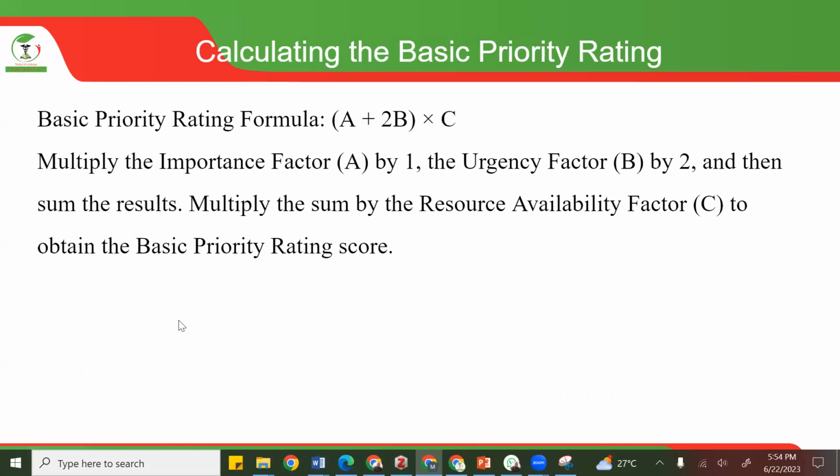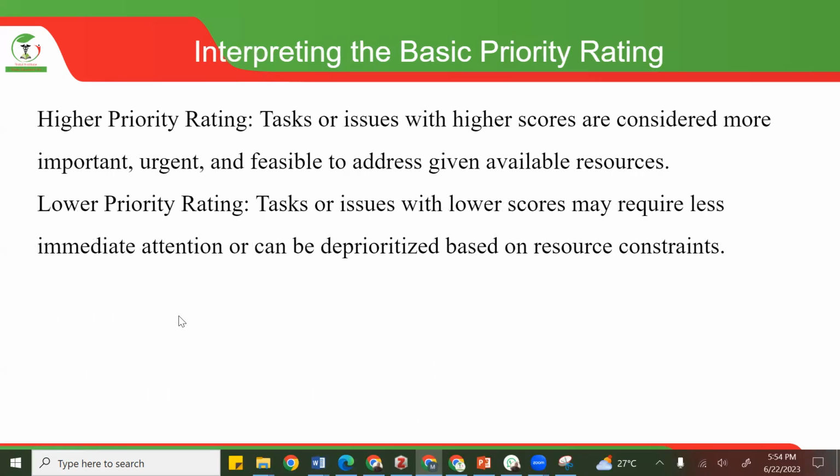Okay, and then you calculate. You just feed in the values that you have assigned. Okay, and then you make the interpretation. The higher the score, that means the more urgent or important the intervention is. The lower the score, that means the less attention that you can pay to this project. So basically, that is how you decide on which intervention to implement.